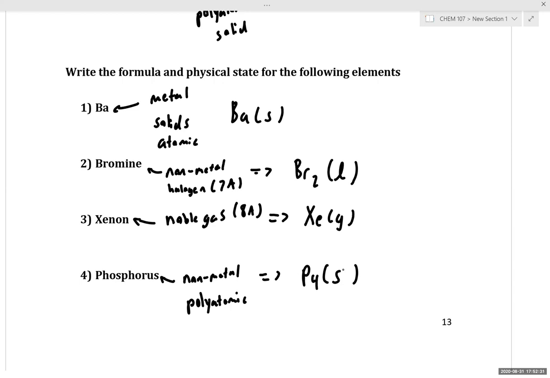Does this make sense to everyone? Does this logic make sense? Any questions on this example?